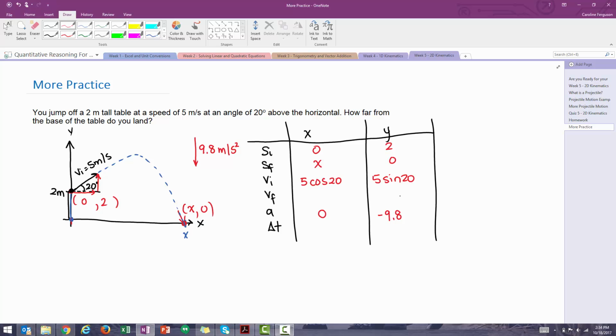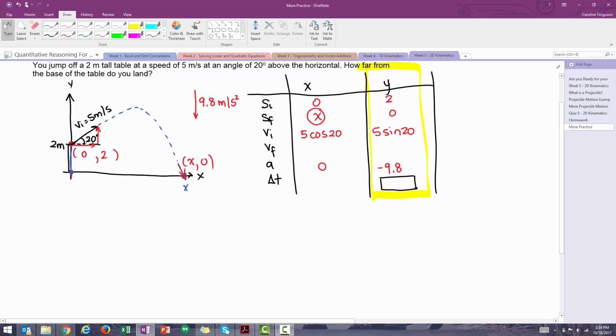The next thing that I want to do is pick the column that has the most information. That would be the y column, because in the x column I have this missing piece of information, whereas in the y column I know what that value is. So I'm going to start with the y column. I'm going to use all of these variables, and I'm going to always choose to solve for time. So this is what I'm going to find first, my time. I'm going to write out y direction so that I know that I'm just looking at all the variables in the y column.